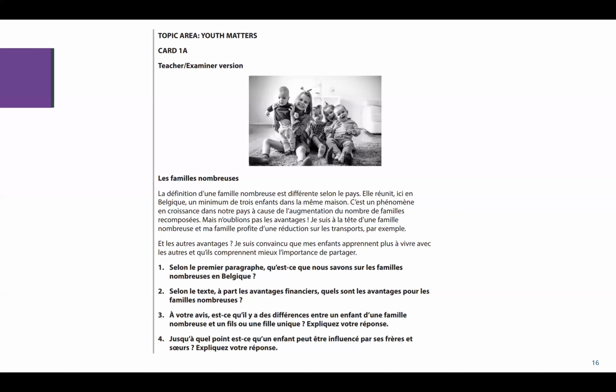And then these 2 questions are linked. Questions 3 and 4 are linked to that topic, but they go into more personal opinion. And you can see the final one does the same: to what extent can a child be influenced by his brothers and sisters? Explain your reply.